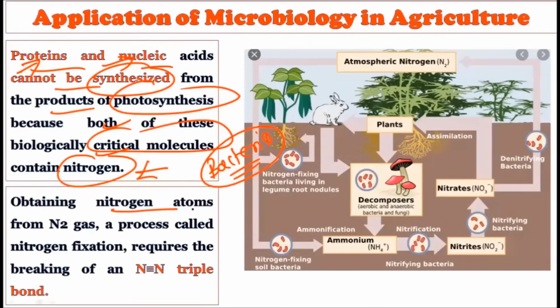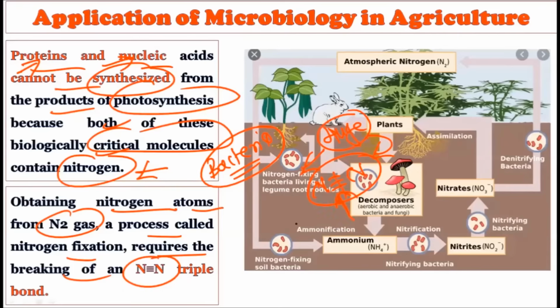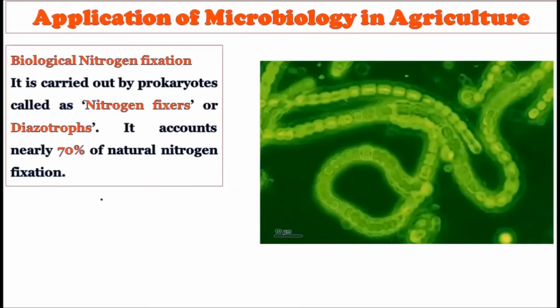Now see, obtaining nitrogen atoms from N2 gas, a process called nitrogen fixation, requires the breaking of the N triple bond. See, two nitrogen atoms in a nitrogen molecule have a triple bond, and a huge amount of energy is needed to break this bond. But prokaryotic species are able to break this strong triple bond because they have a special kind of enzyme. Okay, now see, this biological nitrogen fixation is carried out by the prokaryotes, and these are called nitrogen fixers or diazotrophs, and it accounts for 70% of the natural nitrogen fixation.